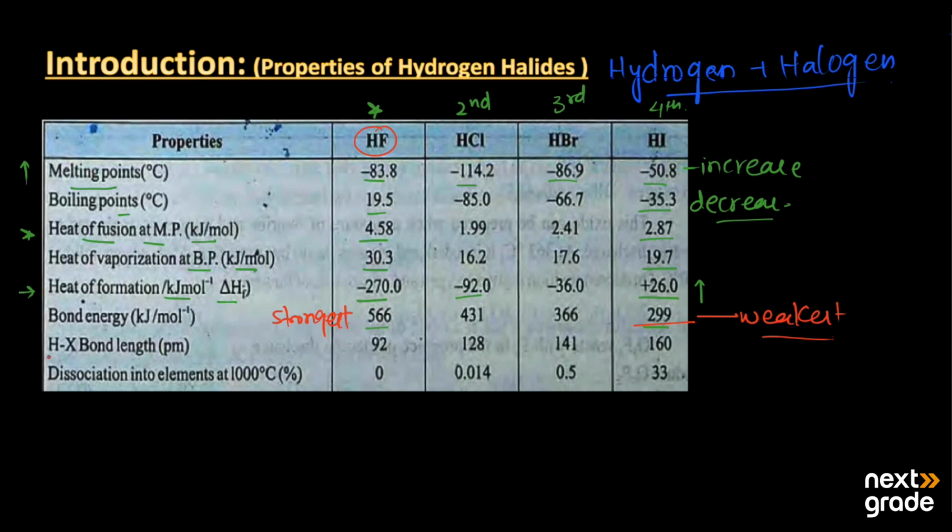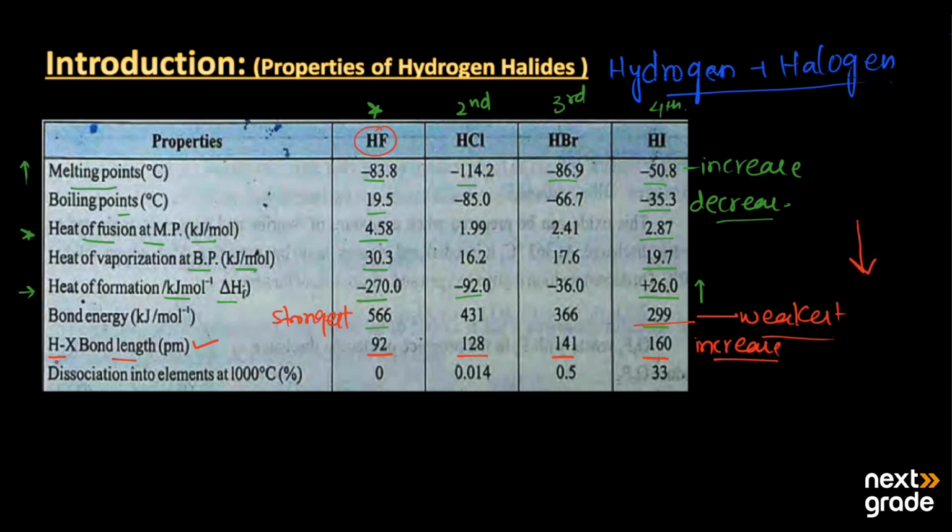And then we have the HX bond length, in picometers. The bond length of HF is 92 picometers, HCl 128, HBr 141, and that of hydrogen iodide is 166. So there is an increase in the bond length of the hydrogen halides when we move from top to bottom in the group.